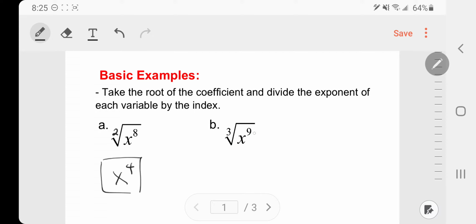And then I have x to the 9th, and again, the index is 3, so 9 divided by 3, that's going to give me x to the 3rd. Now, we're assuming that these are principal roots, so we're going to just go ahead and say that they'd be the positive roots, but we know the square root could possibly have 2, so it could be a positive or a negative answer. Whereas an index that is odd, like 3, can only be one or the other.